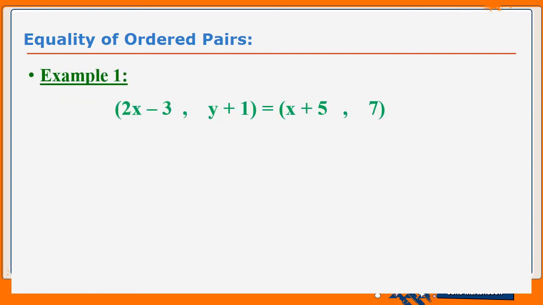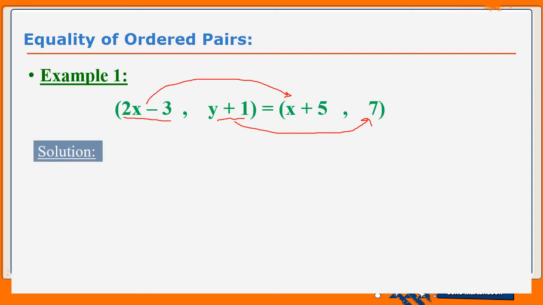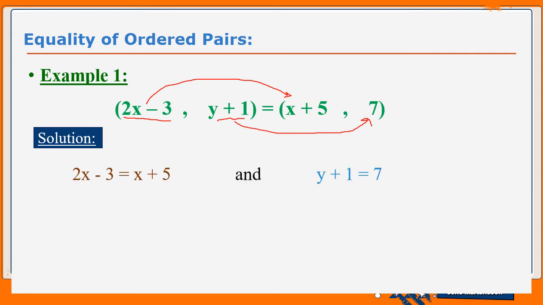So the example: (2x minus 3, y plus 1) equals (x plus 5, 7). From this, the first projection 2x minus 3 equals x plus 5, and y plus 1 equals the second projection 7. So we want to know the solution of this. So 2x minus 3 equals x plus 5 and y plus 1 equals 7.